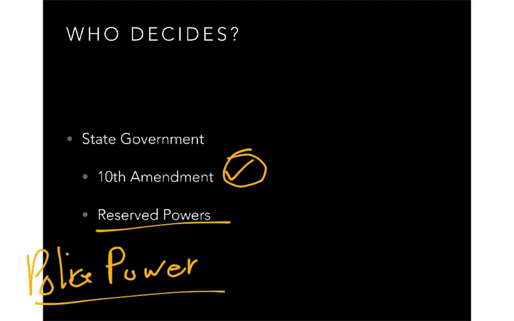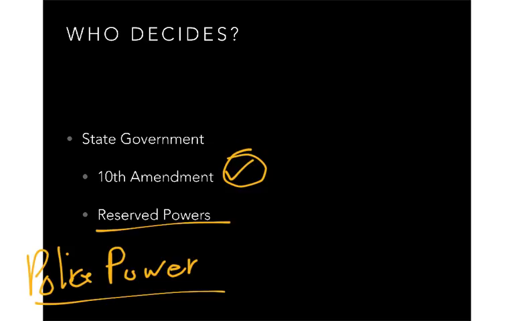And there's a number of really big ones, right? Running elections, states determine this. Regulating intra-state commerce, meaning commerce that takes place entirely inside of your state. The protection of health and safety, state.